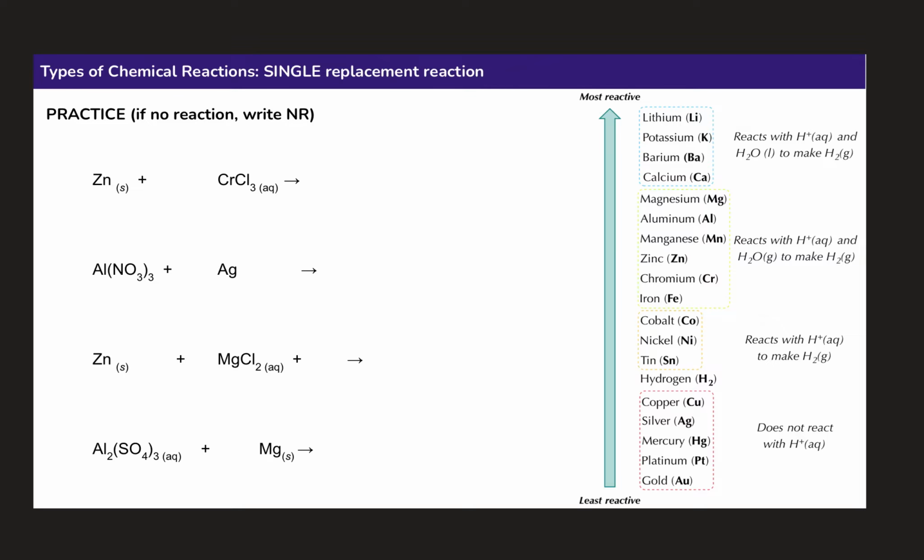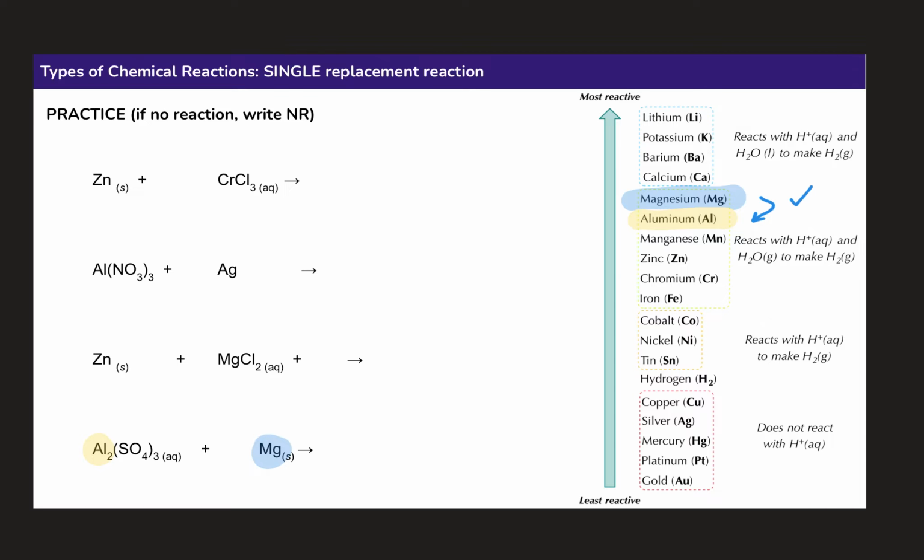In reaction 2, looking at silver and aluminum on the activity series, hopefully you can tell that this reaction will not occur. It's no reaction. This is the same thing for reaction number 3 when you look at zinc and magnesium on the activity series. However, the fourth reaction does occur because magnesium is above aluminum on the activity series.